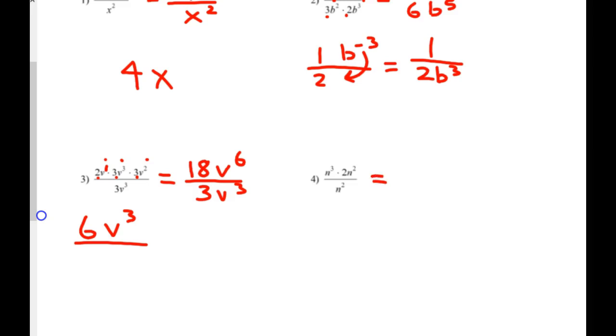Alright. On top, let's simplify. 2 is the only number. 3 plus 2 is 5. The bottom is n squared. And then the 2 is on top. 5 minus 2 is the 3rd power.